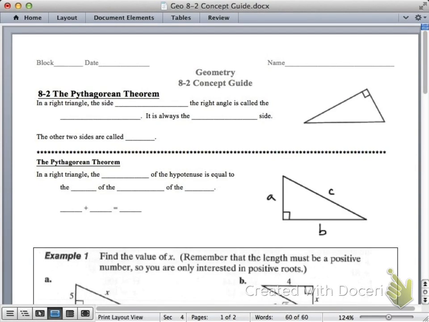Hello and welcome to Section 8.2, the Pythagorean Theorem. This may be the most important lesson that you learn in math. The Pythagorean Theorem is huge, huge, huge, huge.